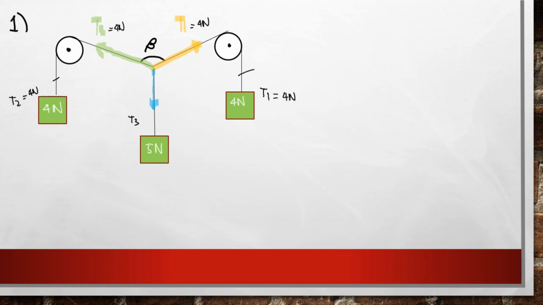First off, meron po tayong T1. From here, we have T1 going in this direction. T1 is equal to 4 Newton. And then, we have T2 going in this direction. That is also, T2 is also 4 Newton.